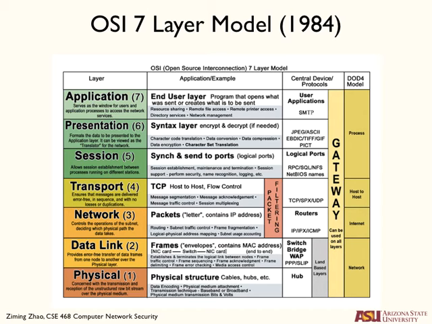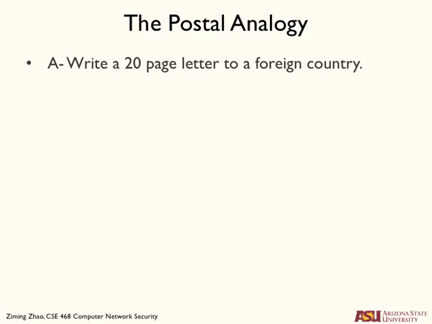There are 7 layers: physical layer, data link, network, transport, session, presentation, and application. This is very fine-grained, very detailed. When people actually develop network architecture, they find that sometimes we don't need some of those layers. I will give a more detailed example in a moment. But still, let's try to understand each layer, how it works, what it is for.